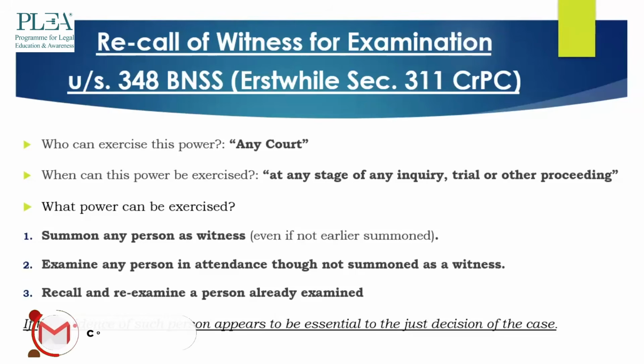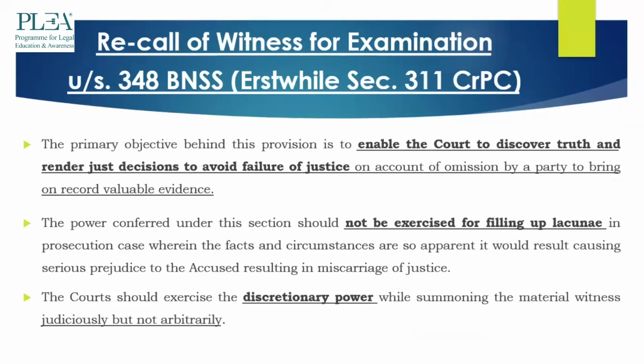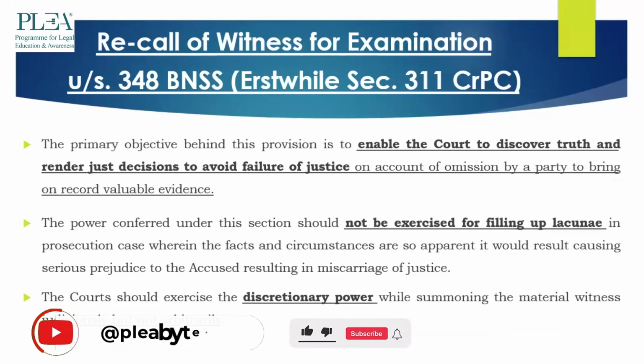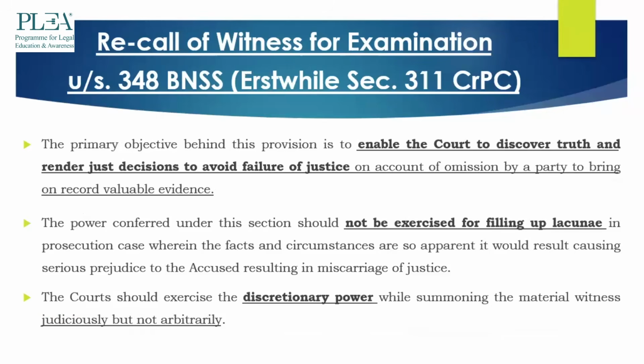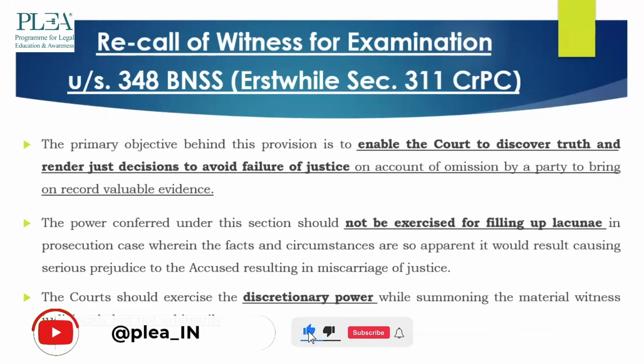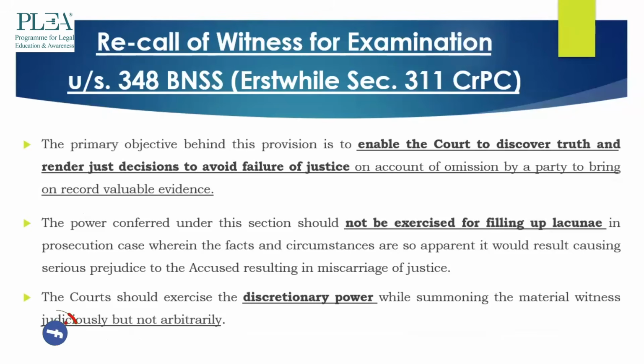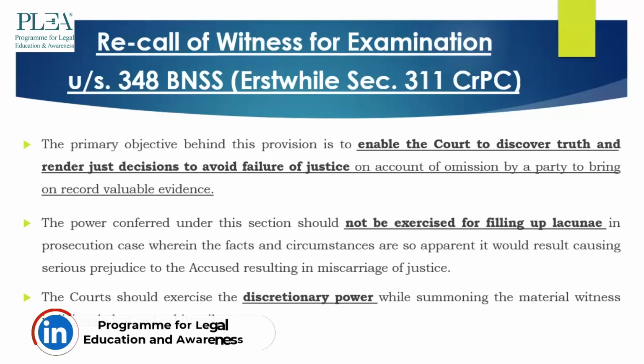Now, why is such recalling power allowed? Because the evidence of such a person appears to be essential for the just decision of the case. The primary objective behind this provision is to enable the court to discover the truth and render a just decision, in order to avoid any failure of justice or miscarriage of justice on account of omission by a party to bring valuable evidence on record. The power conferred under this section cannot be used by the prosecution to fill up any lacuna in their case, because it may cause severe prejudice to the accused and may ultimately result in miscarriage of justice.